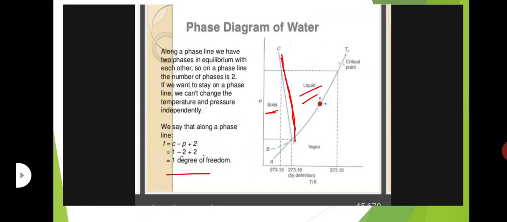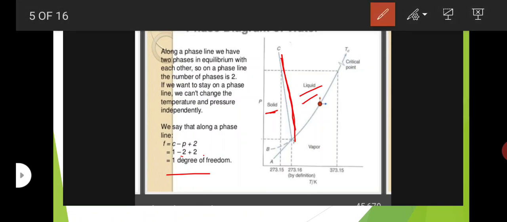But here we are taking equilibrium lines. Okay, along the lines, two phases we are observing. For example, this line is having solid phase and liquid phase. So here the number of phases is 2.